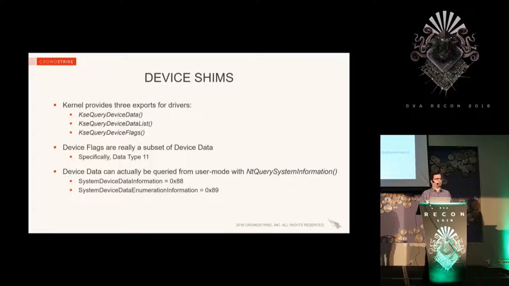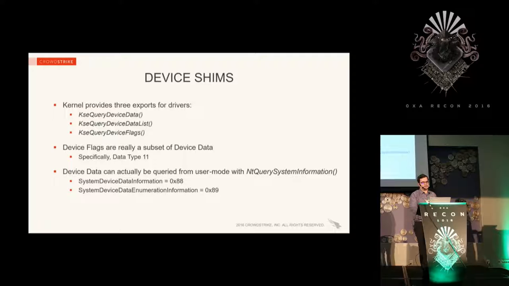But if you call NtQuerySystemInformation, which is a well-known undocumented Windows API for getting all sorts of interesting things from the system, you can pass in those two information classes, and that's going to give you the device data for a particular device. And device data, again, is flags and policies, things that make this device interesting or unusual compared to other devices, so that its driver can basically react to those differences that the device might have.